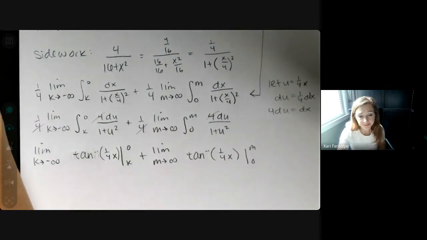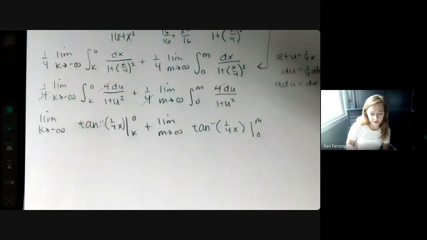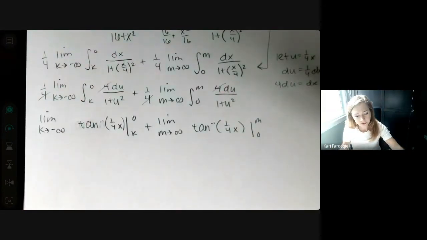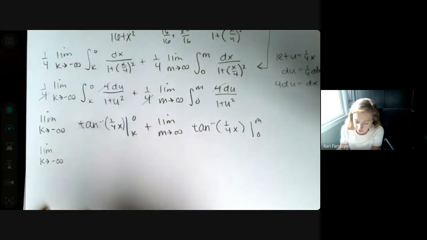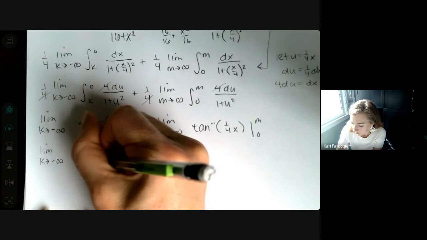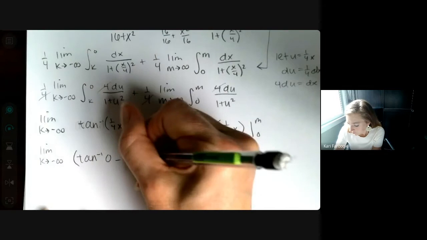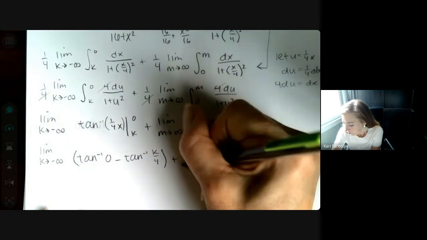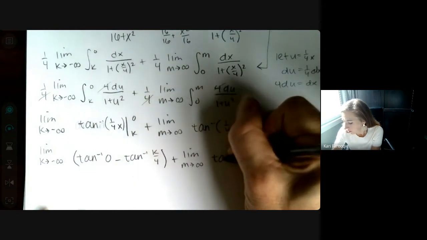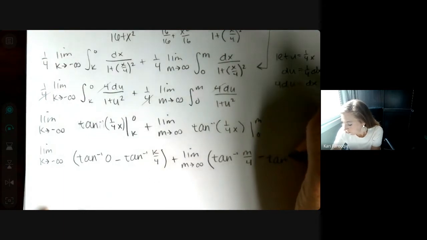All right. We did use an inverse tangent very briefly with a limit when we were working with L'Hopital's rule. Other than that, you haven't worked a whole lot with inverse tangent values in this class, so this will be a good experience for you. So this is going to be the inverse tangent of 0 minus the inverse tangent of k over 4. Do something similar for your next limit. This is going to be the inverse tangent of m over 4 minus the inverse tangent of 0.